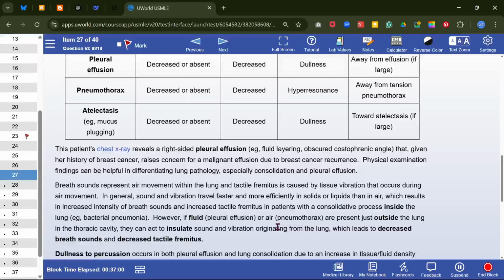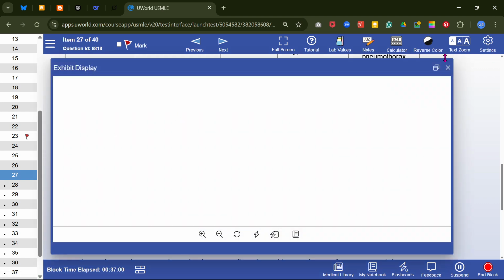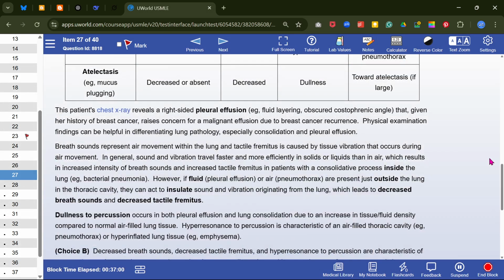Okay. This patient's chest x-ray reveals right-sided pleural effusion, with fluid layering and an obscured costophrenic angle that, given her history of breast cancer, raises concern for a malignant effusion due to breast cancer recurrence.